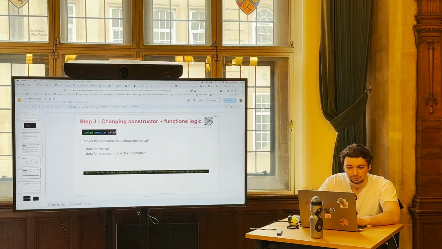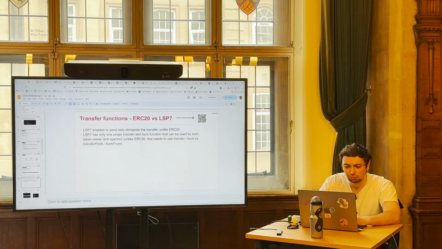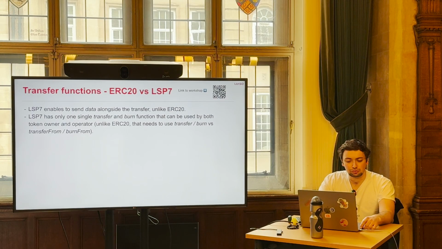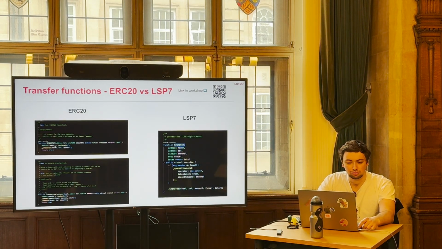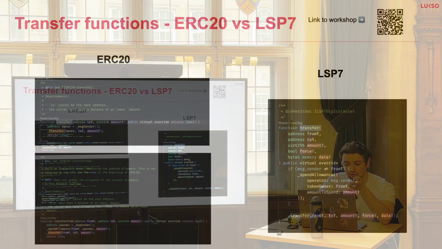Okay, where are we? Yeah, and one extra thing about LSP7 as well, and LSP8, which is nice, is that there is only a single transfer function, unlike ERC20. In ERC20, if you want to transfer tokens as a holder, you do transfer to amount. If you want to transfer as an operator, you do transferFrom. In LSP7, there is no such thing. It's just transfer and you say from, to, amount, force, and the data.